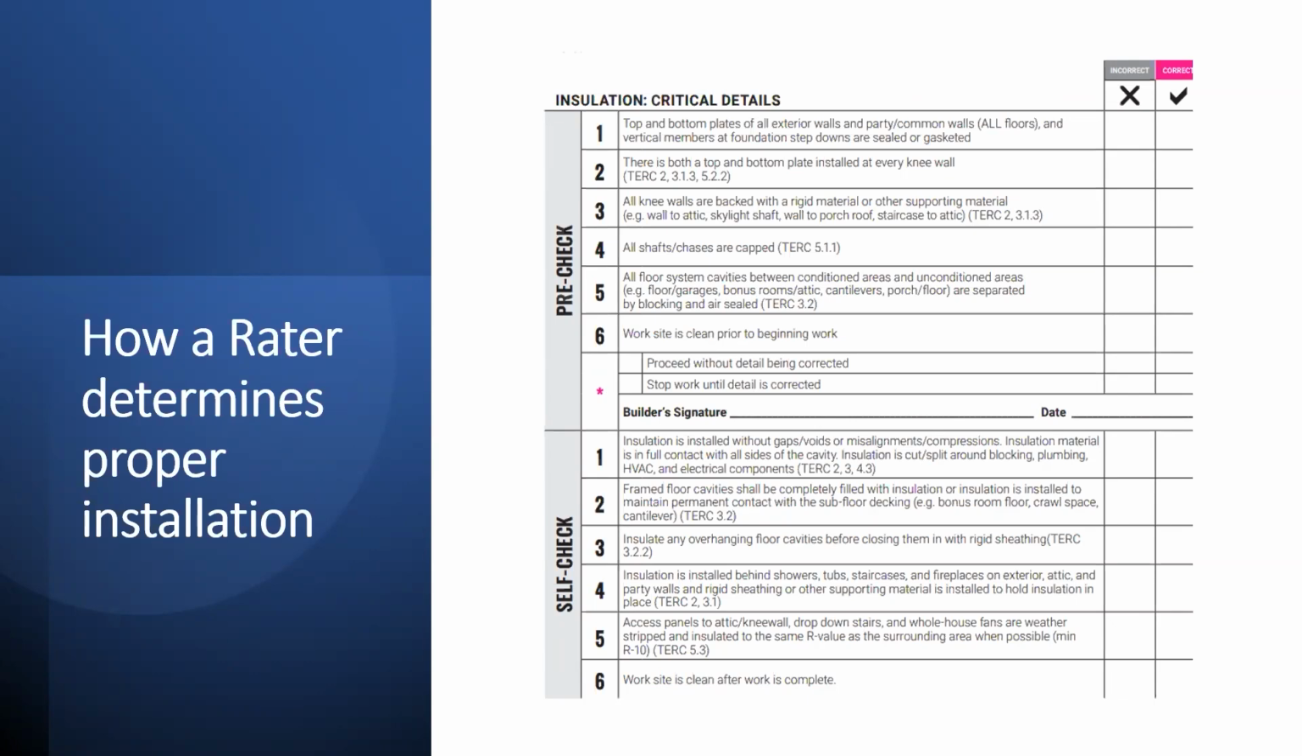Then at the bottom, it says self-check. Insulation is installed without gaps, voids, misalignments, or compressions. Insulation materials are in full contact with all sides of the cavity.